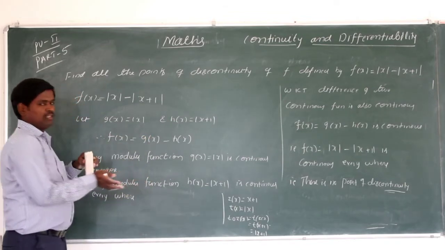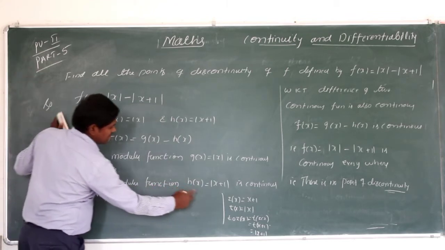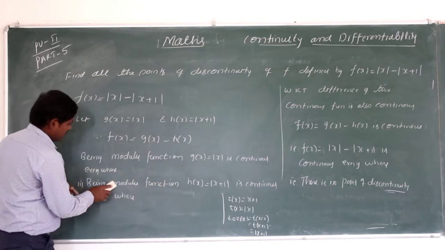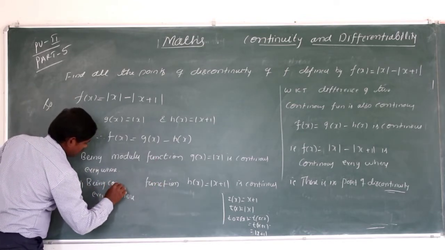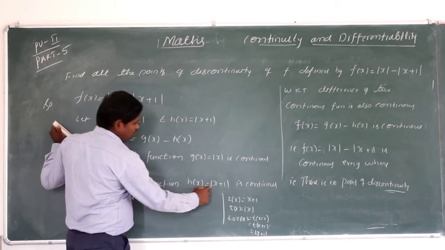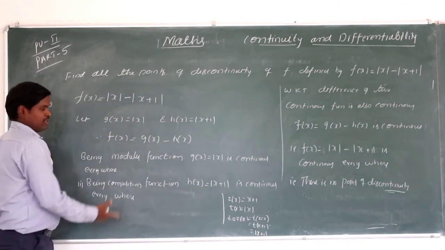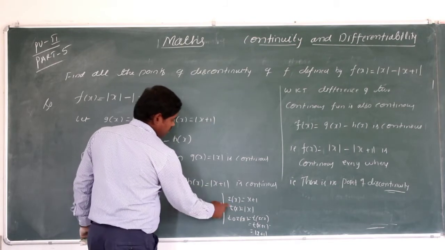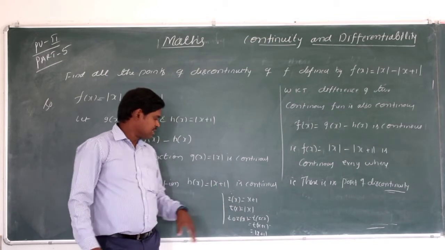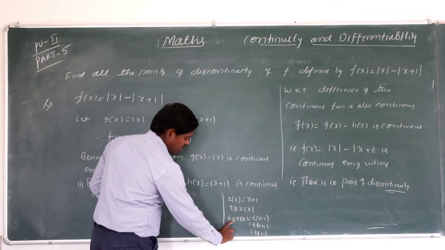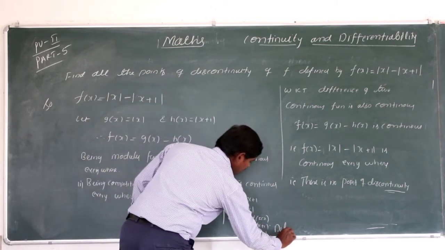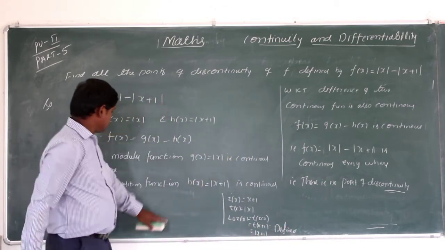We will discuss that in the next component. So by this reasoning also, this is continuous. Being a composition function, h of x is equal to mod x plus 1 is continuous everywhere, and it is defined. Suppose z of x is equal to x plus 1 and t of x is equal to mod x. Then the composition t of z of x is defined. Therefore, this is continuous.